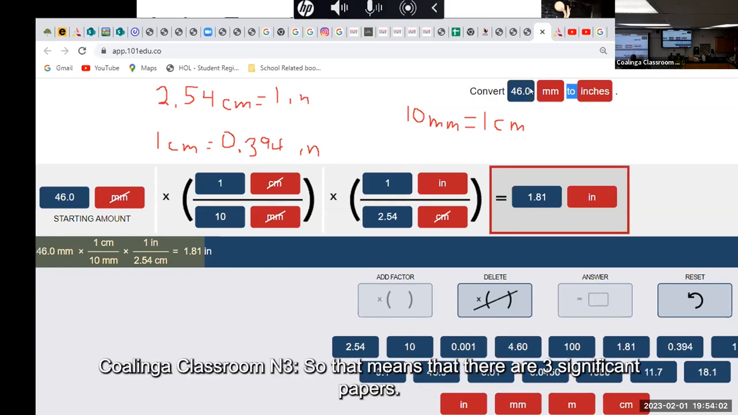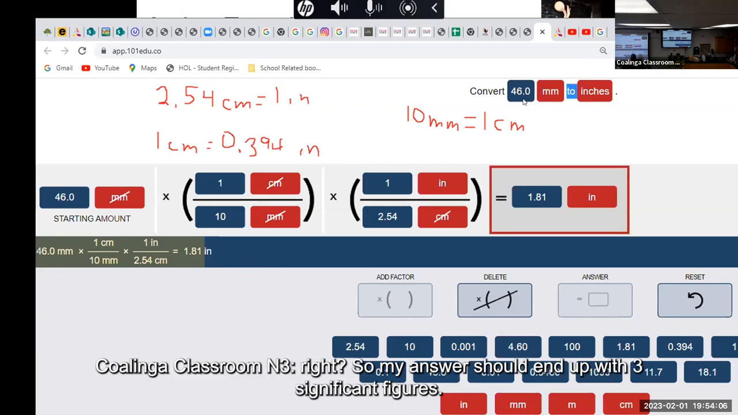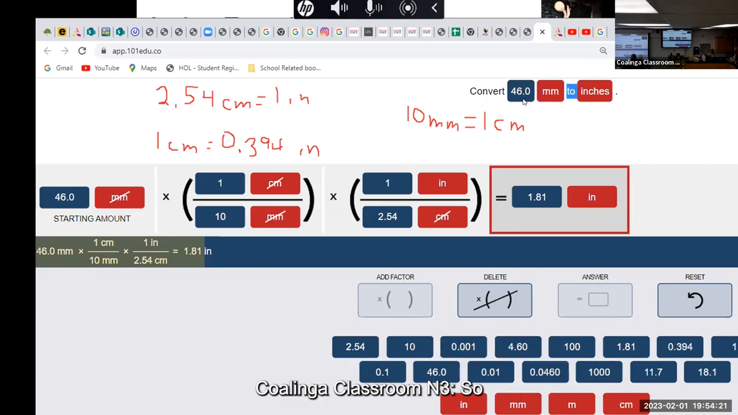So that means that there are 3 significant figures. So my answer should end up with 3 significant figures. So we're going to round it so that our answer ends up with 3 significant figures. And if I remember correctly, the answer that you guys ended up with was 1.1102362. Right. So we go 3. So it'll be 1.81.